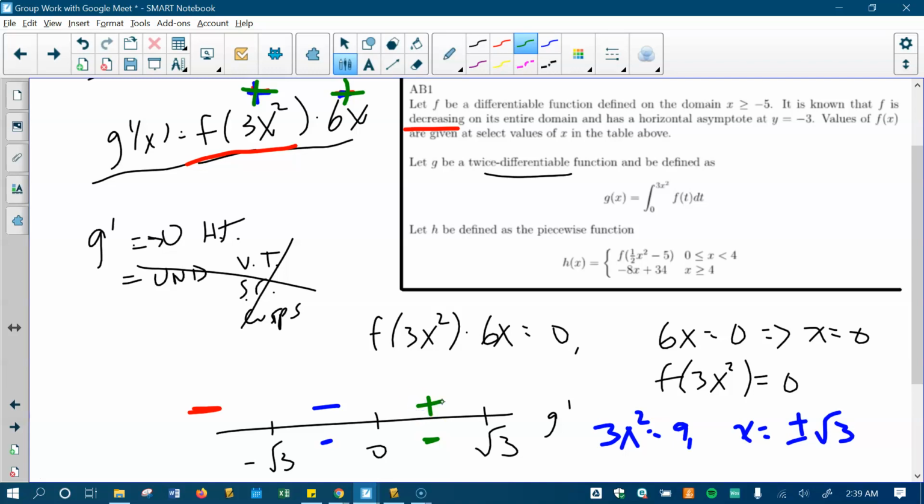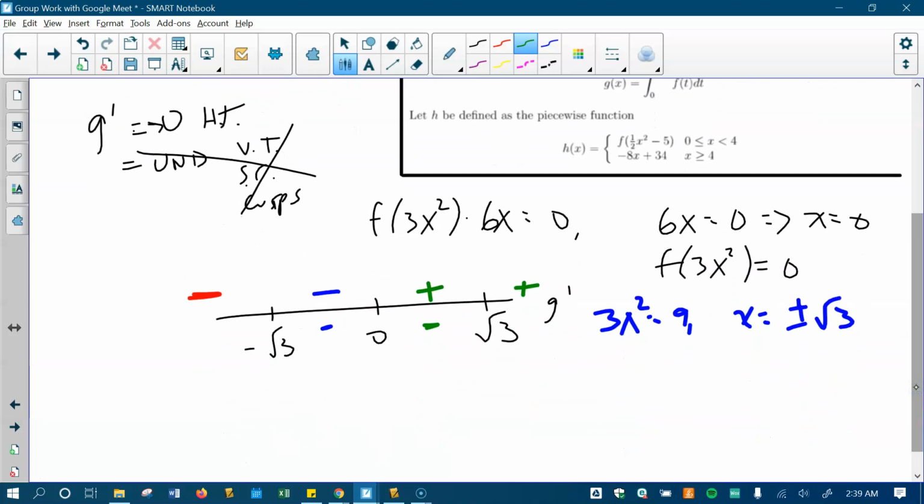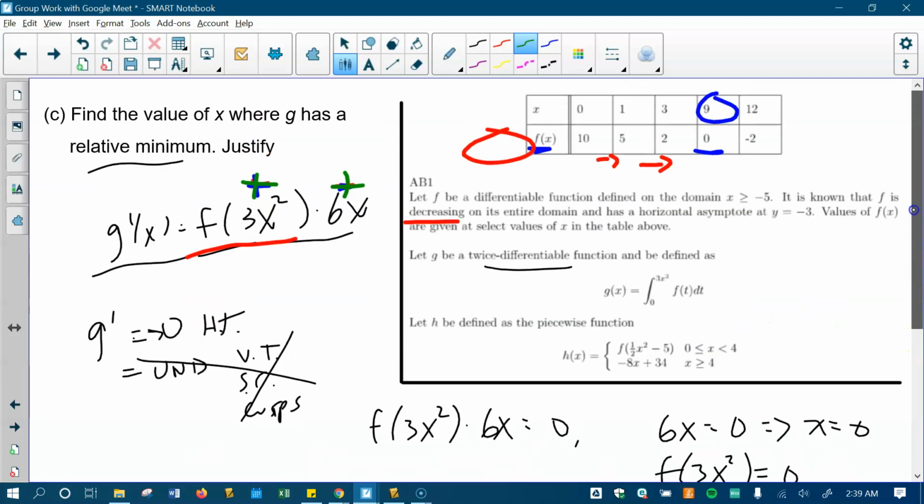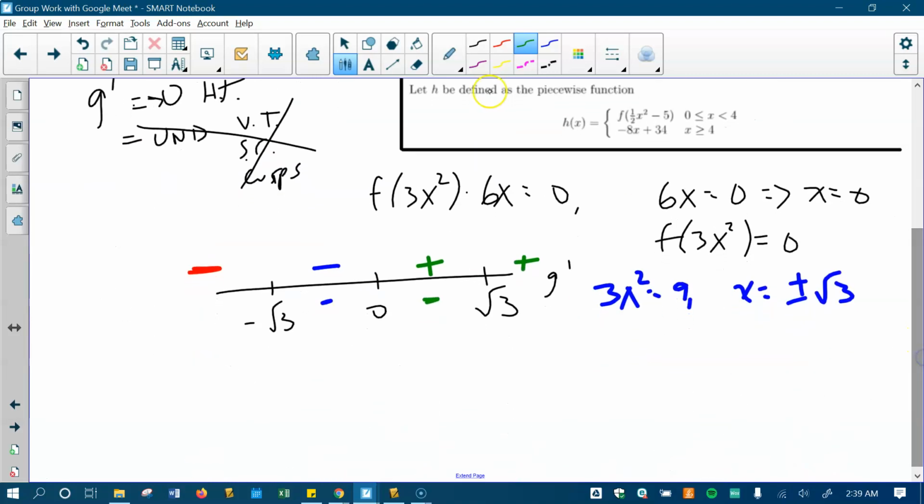So I get a positive there. On the right side of root 3, I still get the same thing, which tells me that my only relative minimum is going to be at x equals 0. So we can say a relative min at x equals 0. And I think I always justify anyway. Yeah, I'm going to justify.